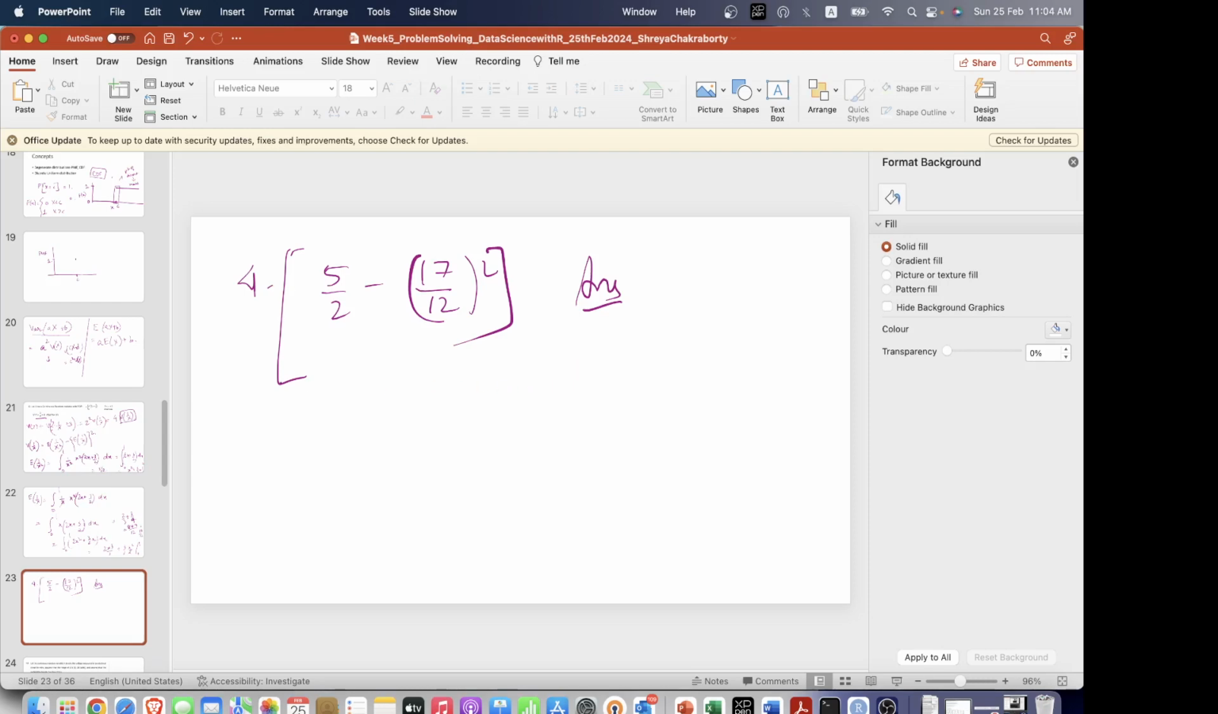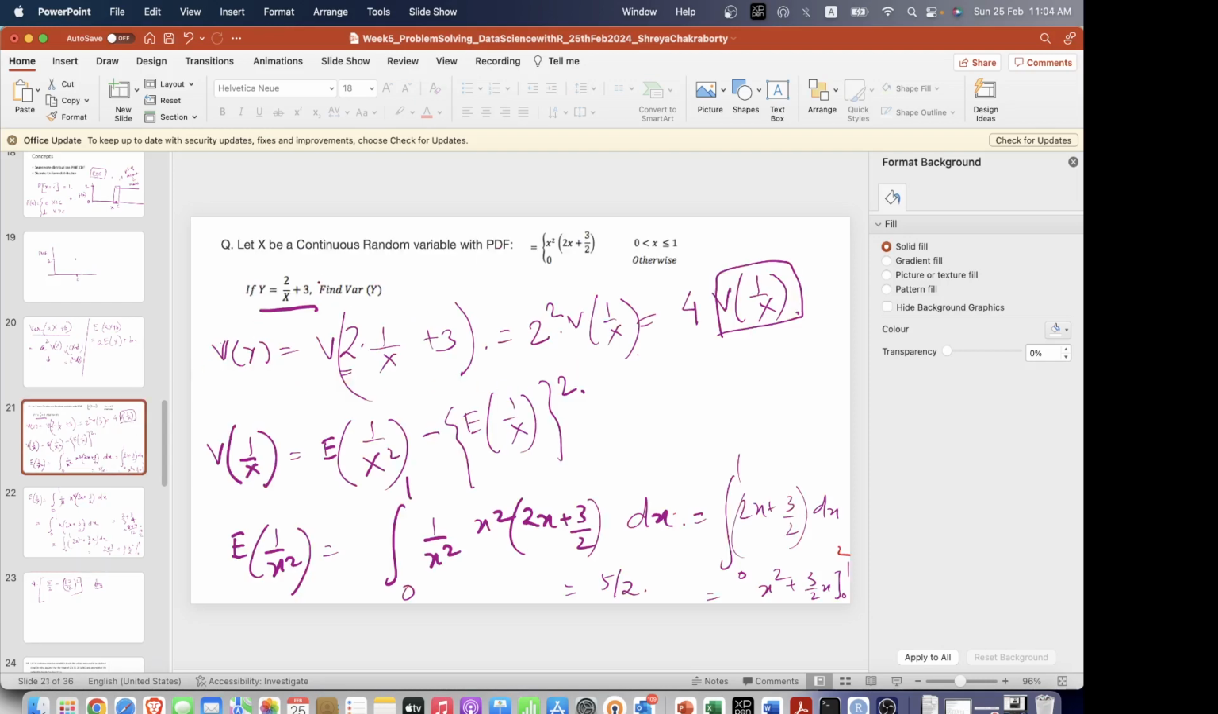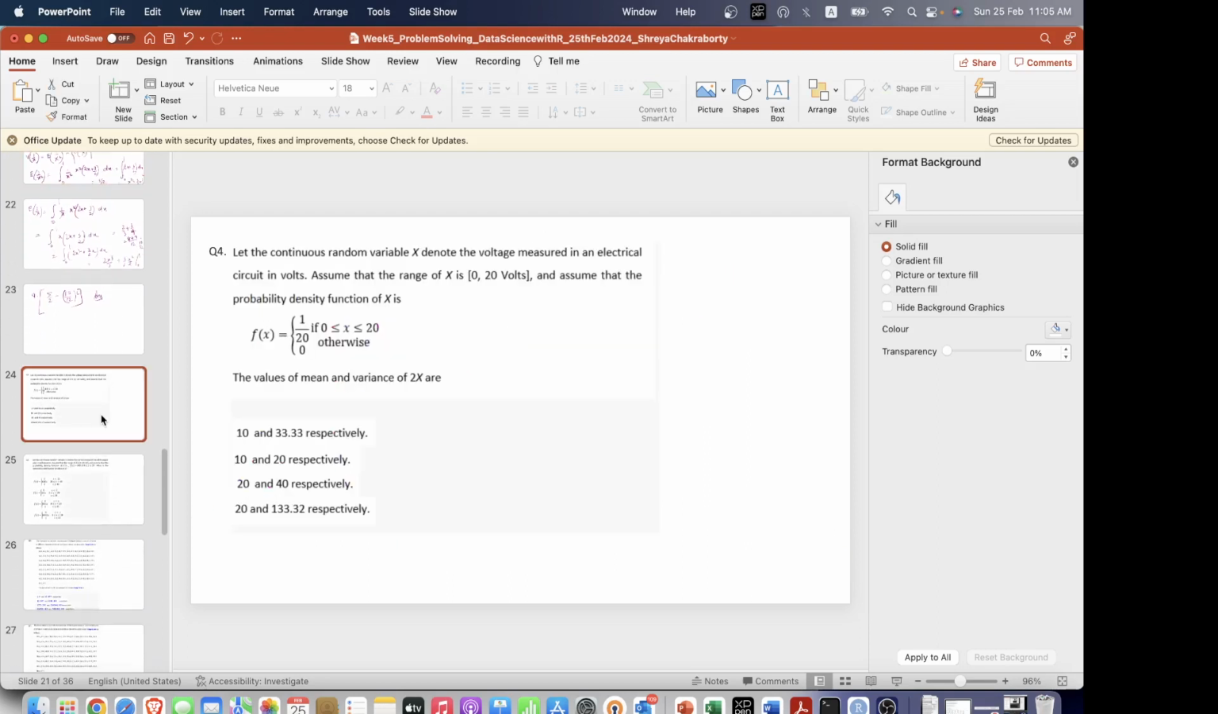Yes, ma'am. Okay. So the important thing to remember is that whenever you have some function of x along with some coefficient and plus minus something, if you had been asked expectation of y, that would be 2 into expectation of 1 by x plus 3, and then you have to calculate the expectation either from the PMF or from the PDF. Let us move on to this question.